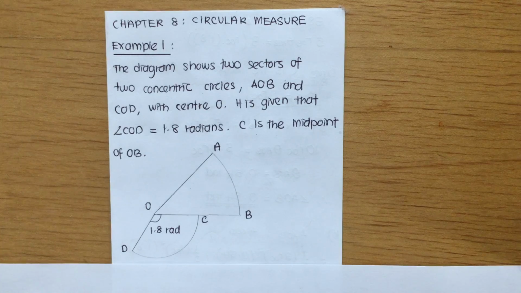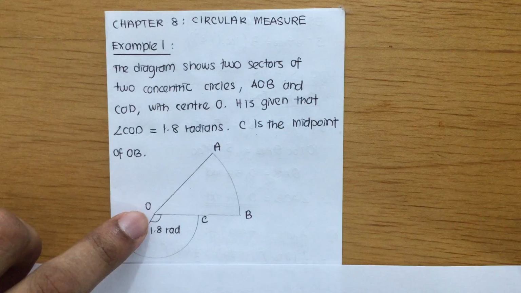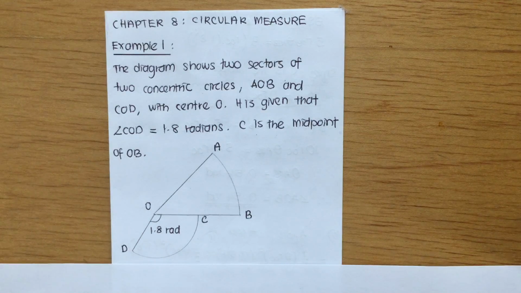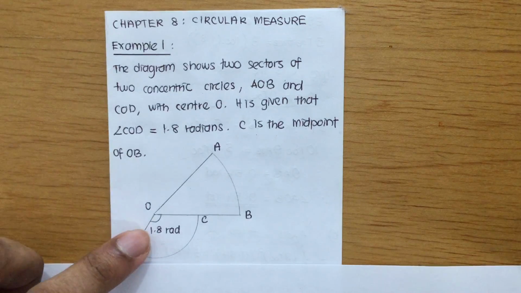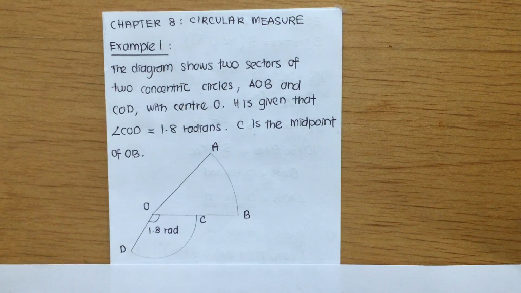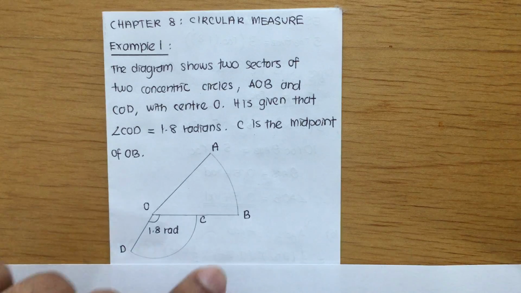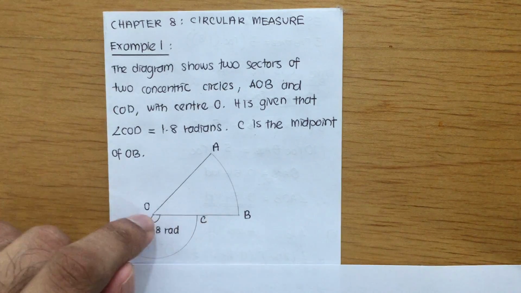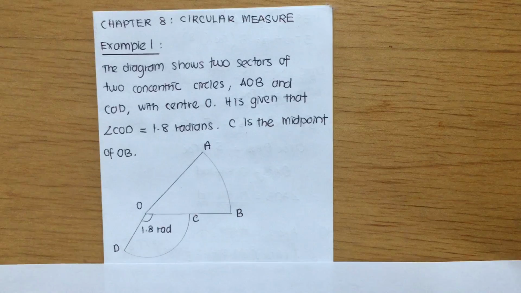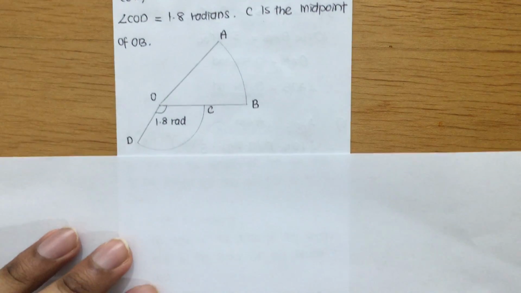Alright guys, let me read the question now. The diagram shows two sectors of two concentric circles AOB and COD with center O. So this is the center O. It is given that angle COD equals 1.8 radians. So this is your angle COD. C is the midpoint of length OB. So this is your point C, which is the midpoint of OB over here. Okay, let us continue to read the question.